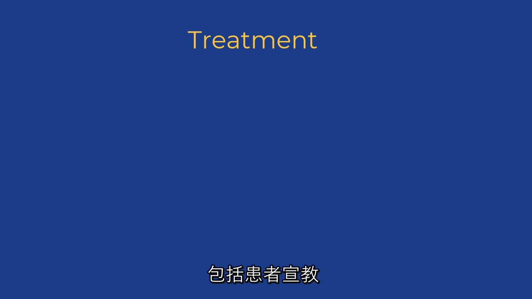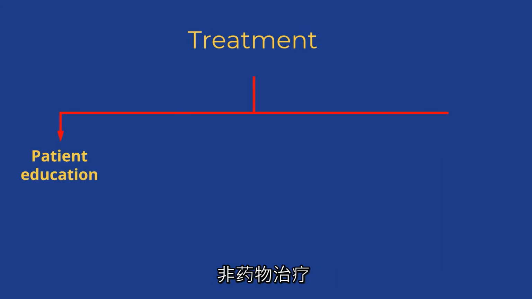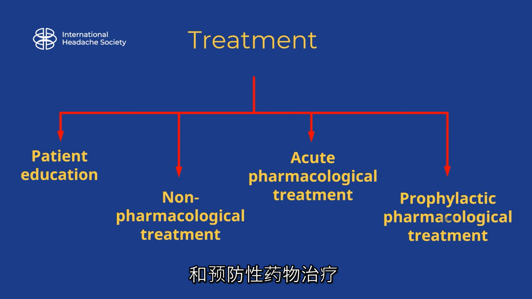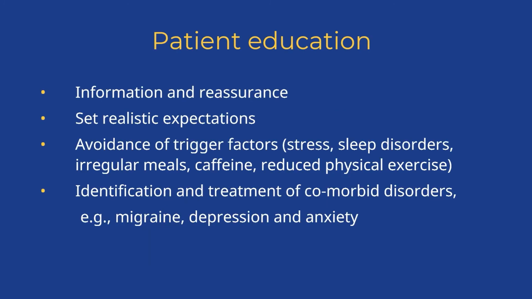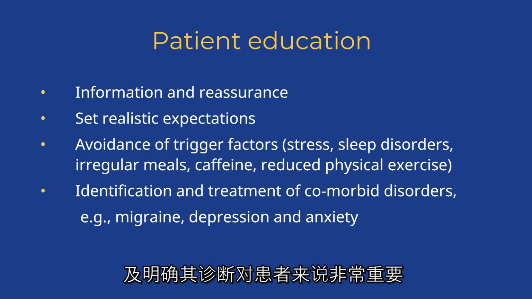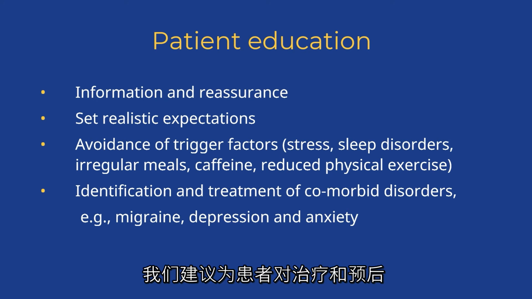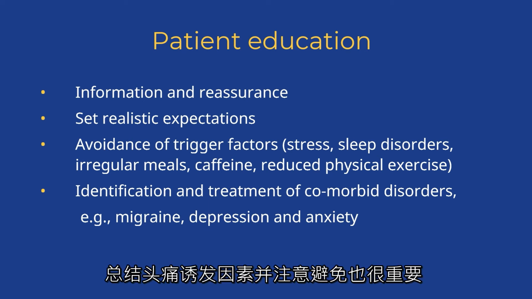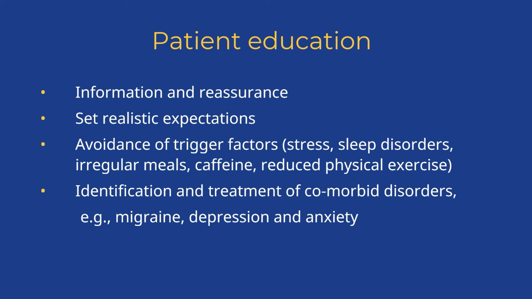Treatment of tension type headache can be divided in patient education, non-pharmacological treatment, acute pharmacological treatment, and prophylactic pharmacological treatment. It is important to inform the patient about the condition, as well as reassure about the diagnosis. It is recommended to set realistic expectations in regards to treatment and prognosis. Discussion about trigger factors is also important. Another important factor is identification of comorbid disorders, such as depression or anxiety, which may need to be treated.